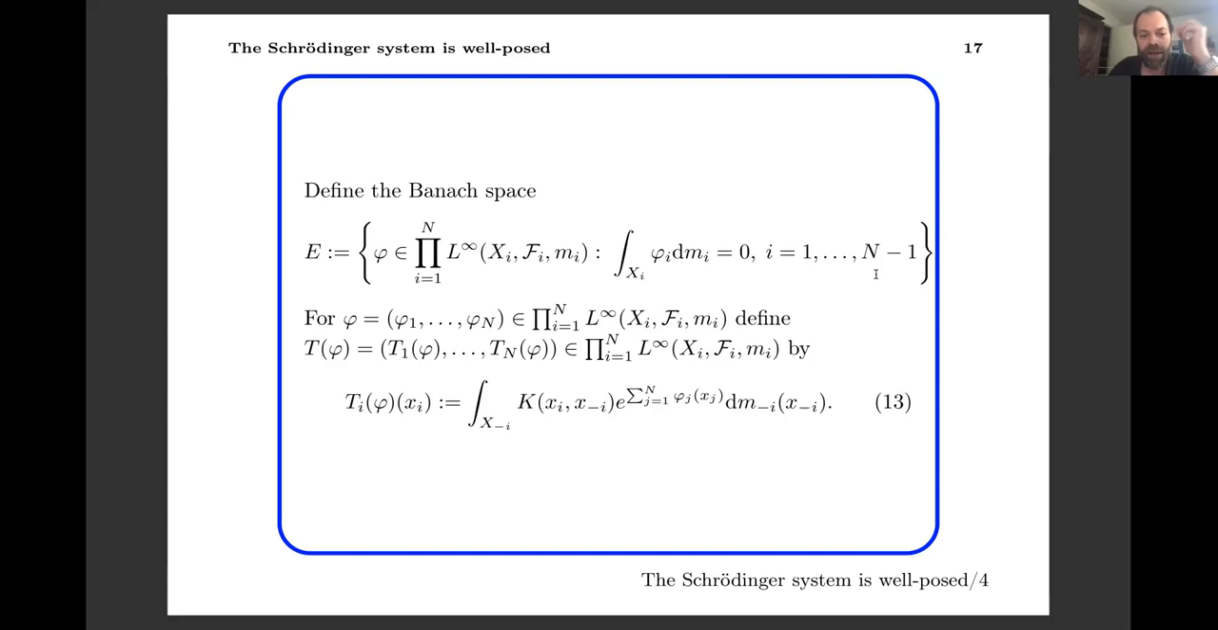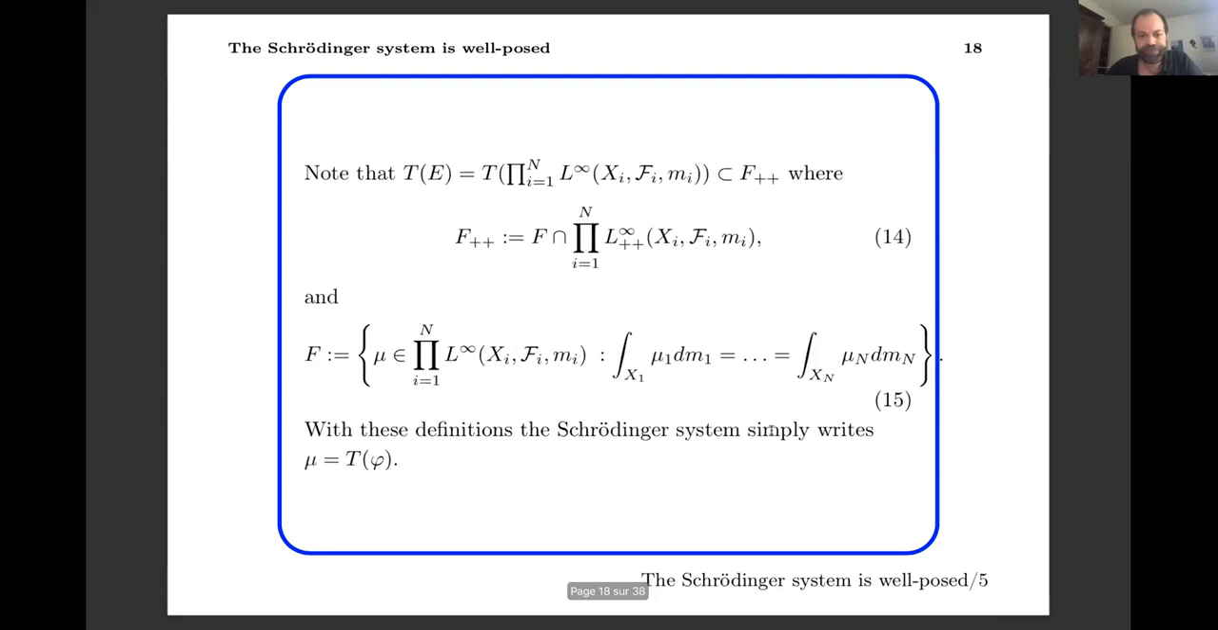So Ti of phi at the point Xi is given by the average with respect to all the other variables. It's a sort of convolution, if you want, of the kernel multiplied by the exponential of the sum of the other potentials. So this is a smooth map. In fact, it's C infinity, it's even real analytic. And the goal, given the mu i's, is to solve T of phi equals mu.